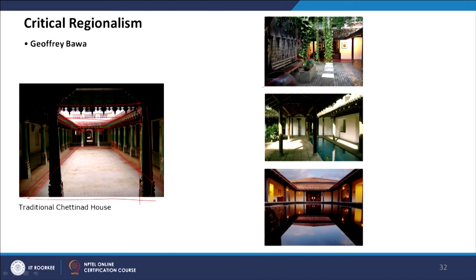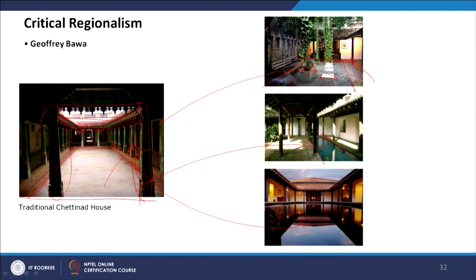So these are designed by Geoffrey Bawa, where he is using the courtyard in different forms. Sometimes the courtyard becomes a water body, sometimes it is a blend of stones, pebbles and other elements, but he is translating this courtyard into a modern context. Sometimes it's completely water. And the Chettinad style, because it is vernacular architecture, has a lot of ornamentation and different elements, but in the modernist movement this has to be very simple.